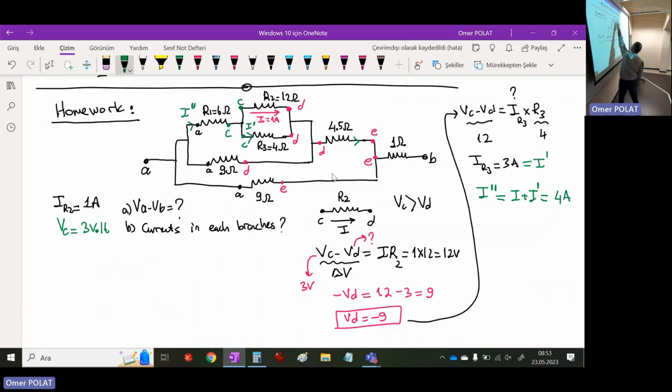This part is parallel to this one. This is also AE, as you see. So I know this current. Sorry, AD. We will calculate this AD, then AE, and the last step. Let's find AD. What is AD? VA minus VD. So VA minus VD equals what?